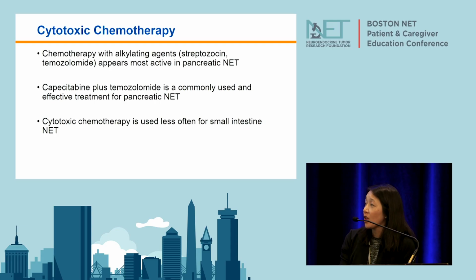Cytotoxic chemotherapy is what many people think of when they think about cancer therapies. They are active in some types of neuroendocrine tumors. Chemotherapy with these types of agents that we call alkylating agents, that damage the DNA to prevent growth, appear more active in pancreatic neuroendocrine tumors. The alkylating agents that have been used in pancreatic neuroendocrine tumors include streptozotocin and temozolomide. A regimen that we commonly use is capecitabine and temozolomide, which is effective in patients with pancreatic neuroendocrine tumors.